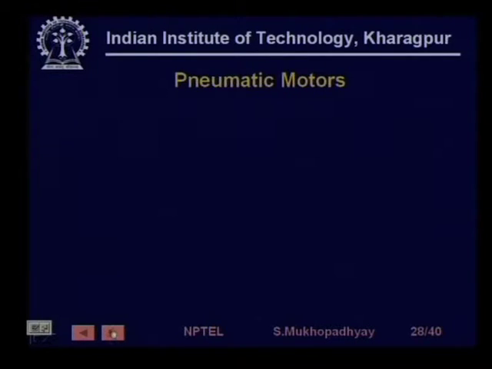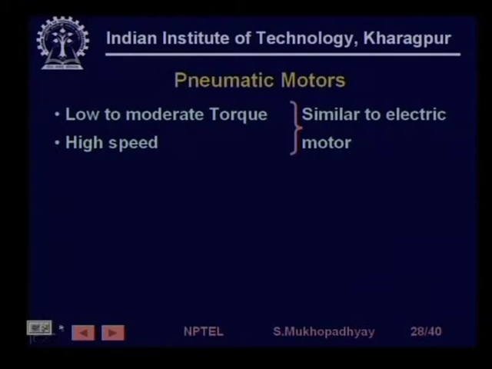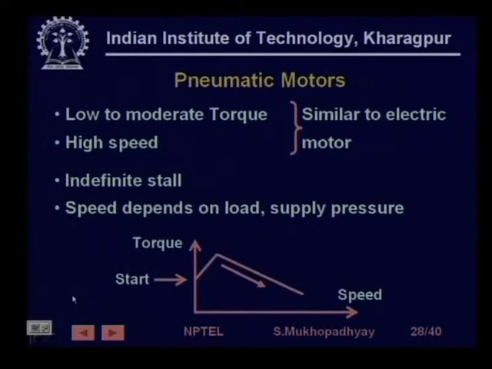Similarly, you can have pneumatic motors, and they can be of different types, positive displacement type, non-positive displacement type. So, you can have vane motors or piston motors, just like we had in hydraulics. But these are used generally for low to moderate torque and high speeds, somewhat like electric motors. One advantage is that they can be easily stalled. Electric motors cannot be stalled because that will make a very large current flow through these motors. There will be heating, etc.